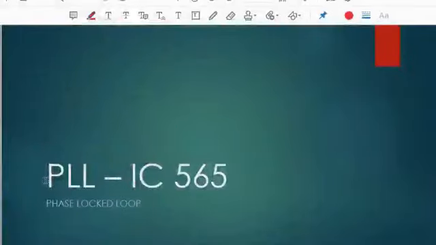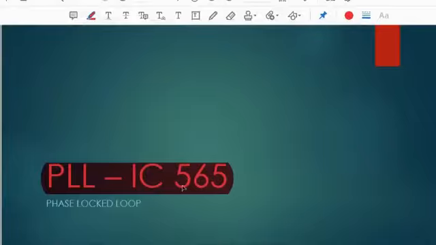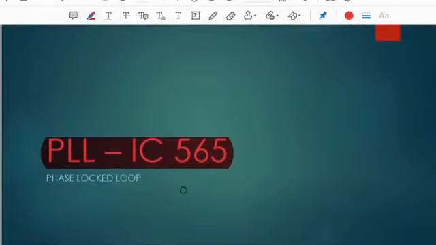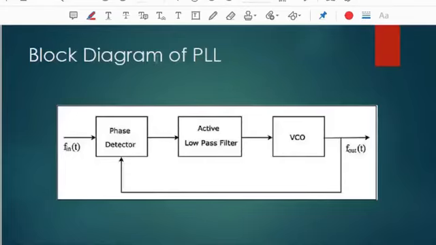This is a video lecture on phase lock loop, which is available in IC 565. Phase lock loop is a control system that generates an output signal whose frequency is related to the frequency of the input signal. That is, any change in frequency of the input signal reflects a change in frequency of the output signal.